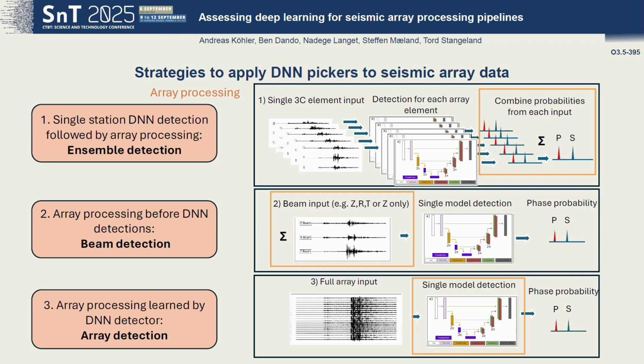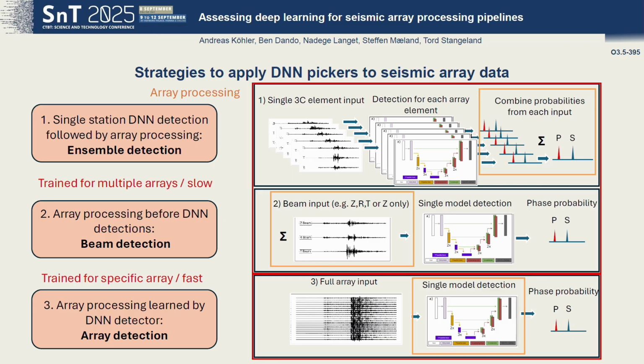And for the last one, the array processing is directly learned by the machine learning method. The first ones can be trained on multiple arrays at the same time. So you have one single model applied to different arrays, while the third one is only trained for specific arrays. So we need an array-specific model to do that.